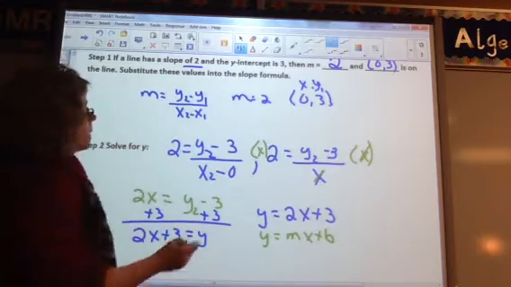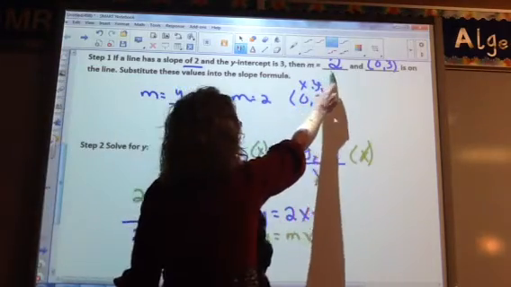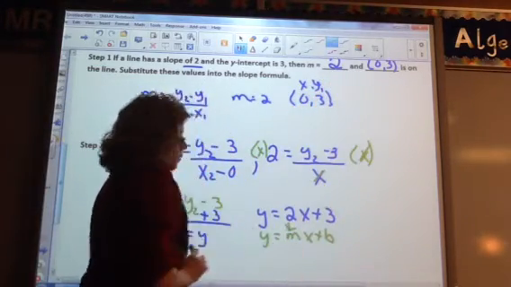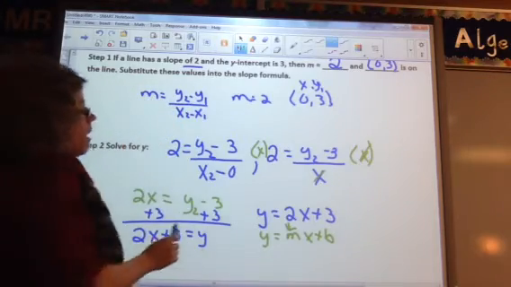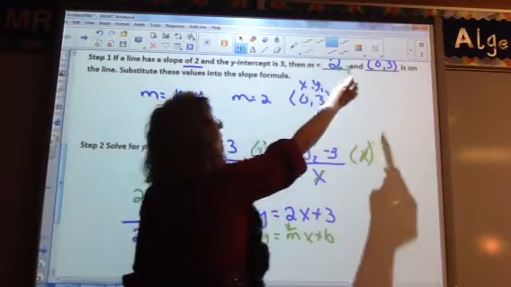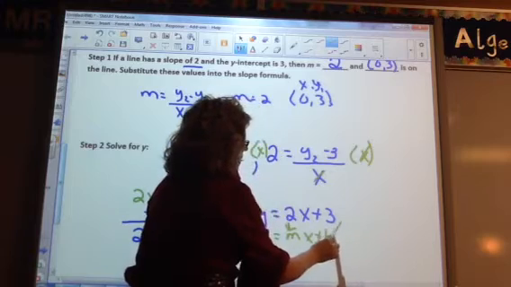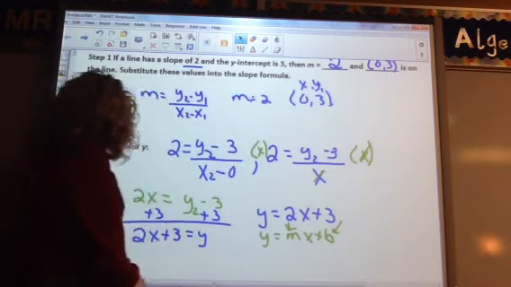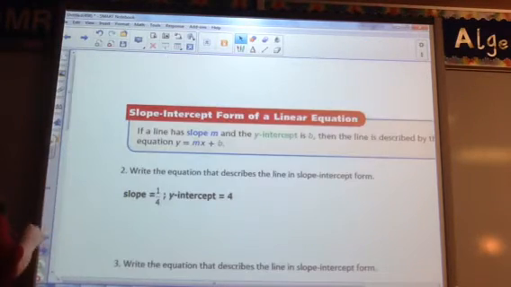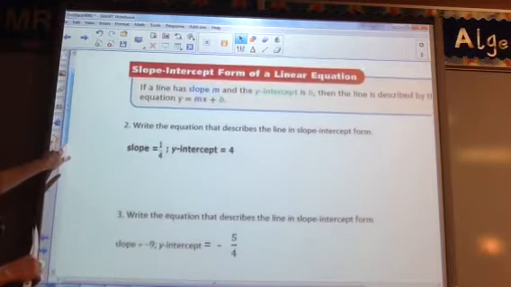What do you see here? Our slope was given up here as 2, so that's where the m comes from. Our 3 was given up here as our y-intercept, so b is our y-intercept. So let's look at the formula here. This is your slope-intercept formula.